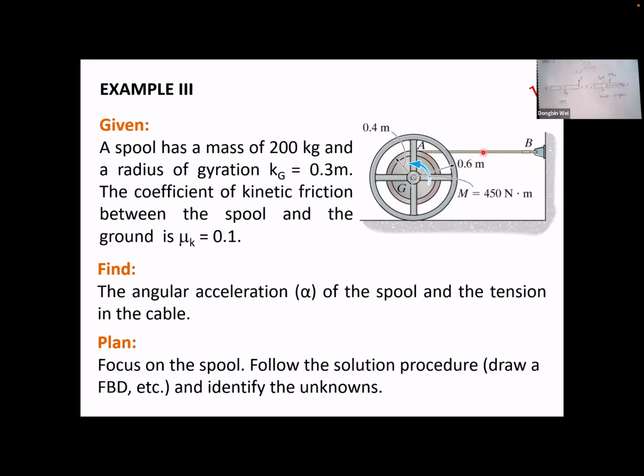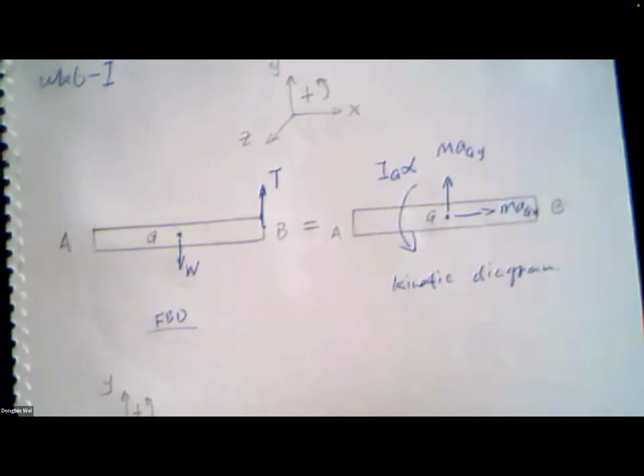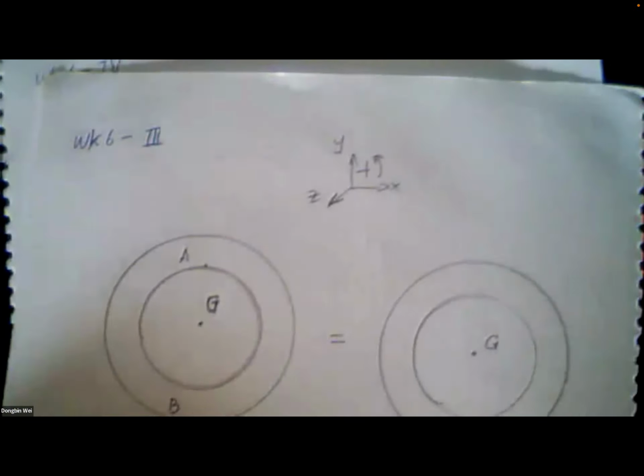So I think the first thing is to determine the type of motion when this spool is moving. Its motion is general plane motion. This should be easy to identify. Then we will need the free body diagram and the kinetic diagram. So let's have a look at how to do it.